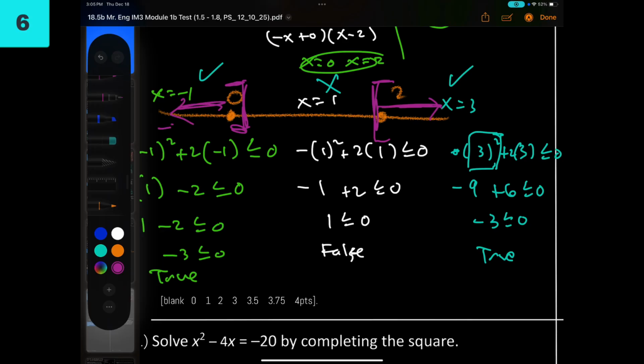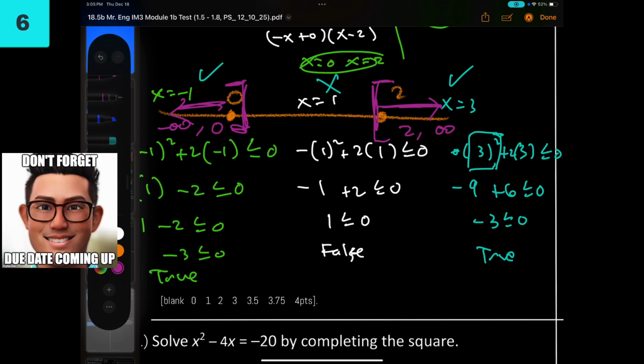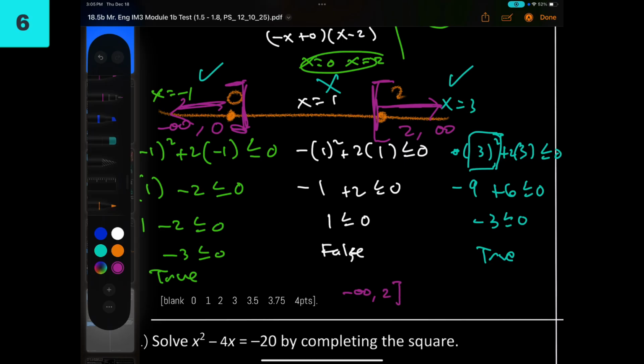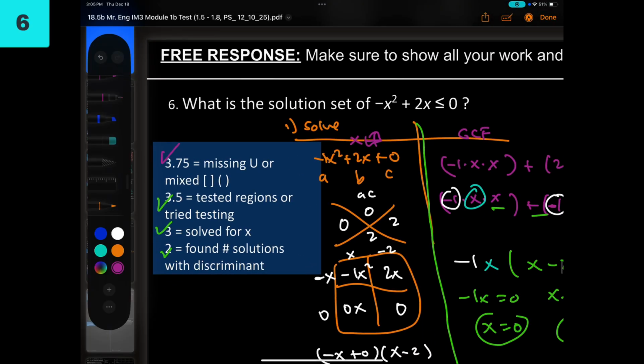So this is negative infinity to 0. And then 2 to infinity, and then you just have a union symbol, which means you unite your answers. Okay, so the other partial credit is 3.75 if you missed the union, or if you mixed up your symbols. Why do you put brackets? Brackets is because it has equals. This one would just be less than or greater than.